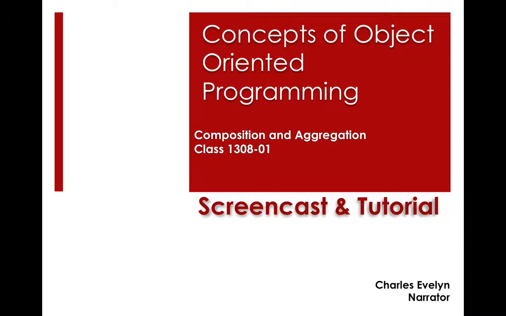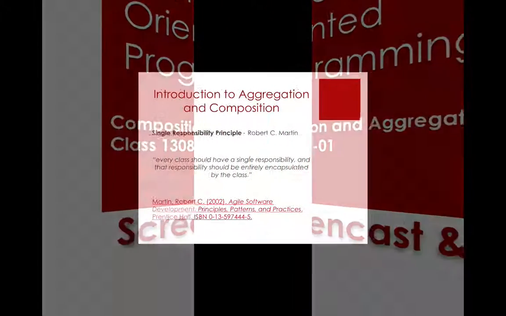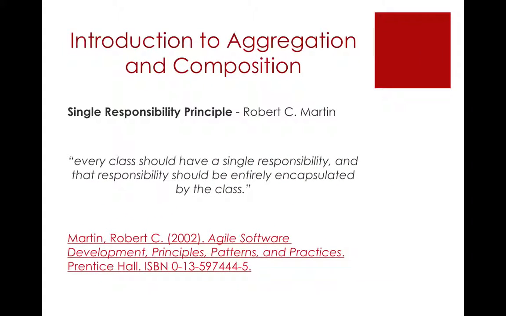Before we begin though, I think it's important to introduce the concept of single responsibility principle, introduced by Robert C. Martin. This principle states that every class should have a single responsibility, and that responsibility should be entirely encapsulated by the class. Simply put, objects should only be concerned with one primary function, which is managed by the class, the object's parent class.